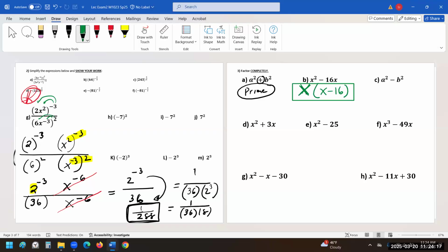However, C is 2 perfect squares. It's a squared minus b squared. So it's a difference of perfect squares. That means you observe your bases. The 2 bases we have here are a and b. So you add them and you subtract them. That's all you have to do.